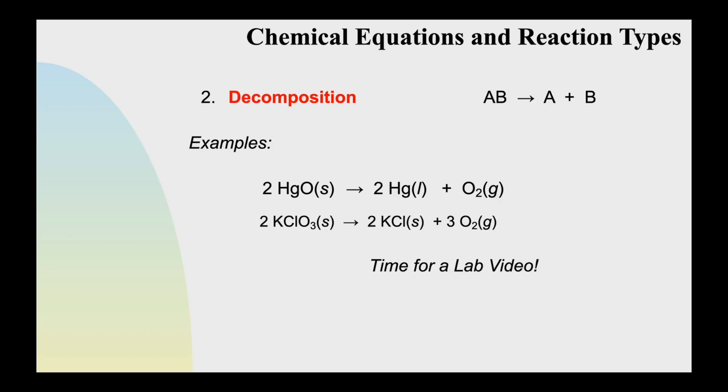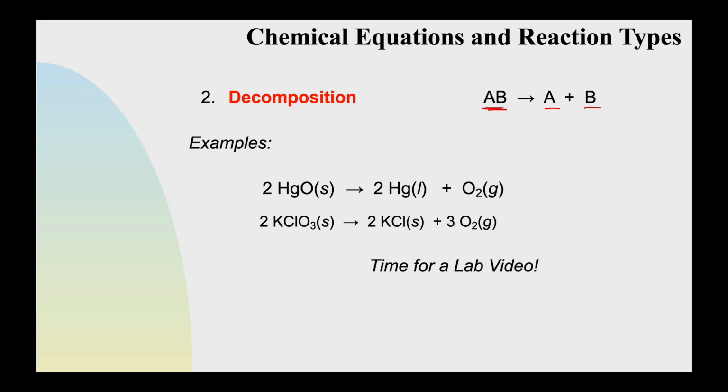The second kind of reaction we're going to look at in this lab is called a decomposition reaction. And it's basically when you have one chemical that's breaking down to 2 or more chemicals. Sometimes you can have a whole bunch of them. It depends on what it is. And there's lots of examples of this.